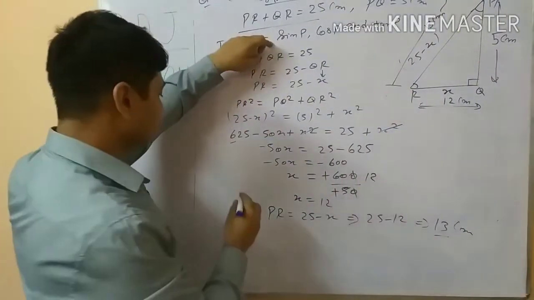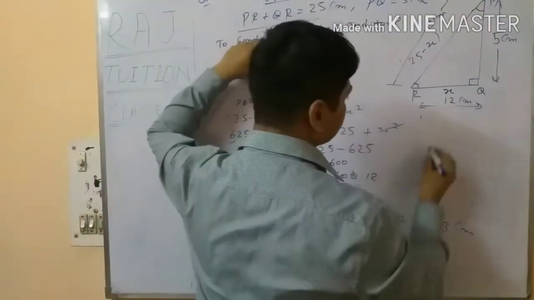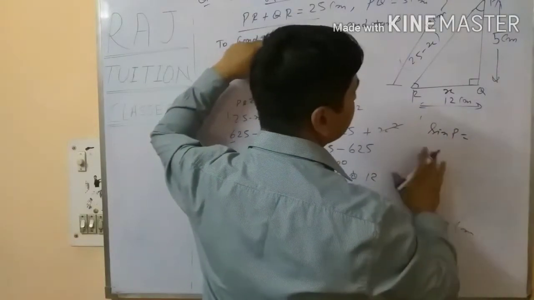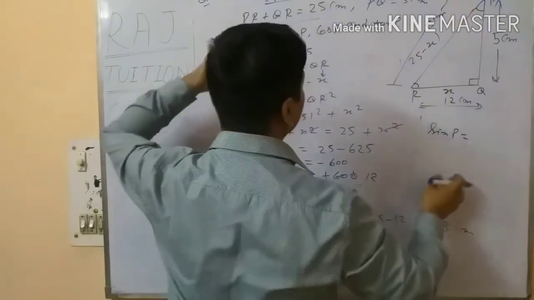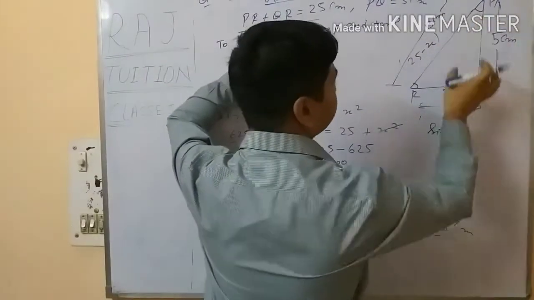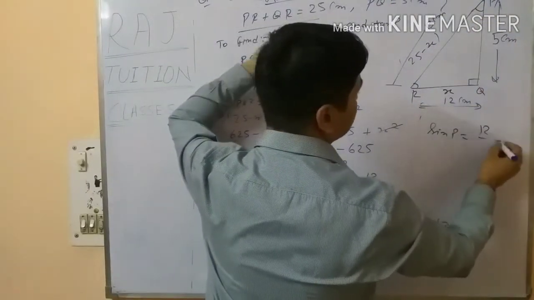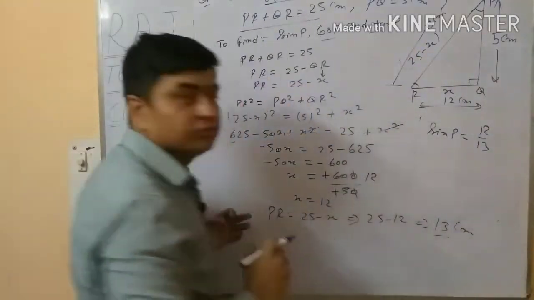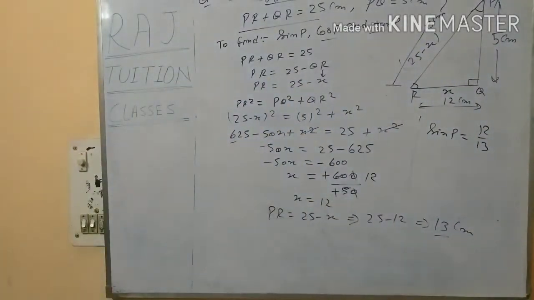So to find out sine P, what will be the value? It's now a very easy task to complete. I'm not going to calculate this. Calculate by your own. Sine P is the side opposite, 12, over hypotenuse 13, and also the rest of the two values. All values.